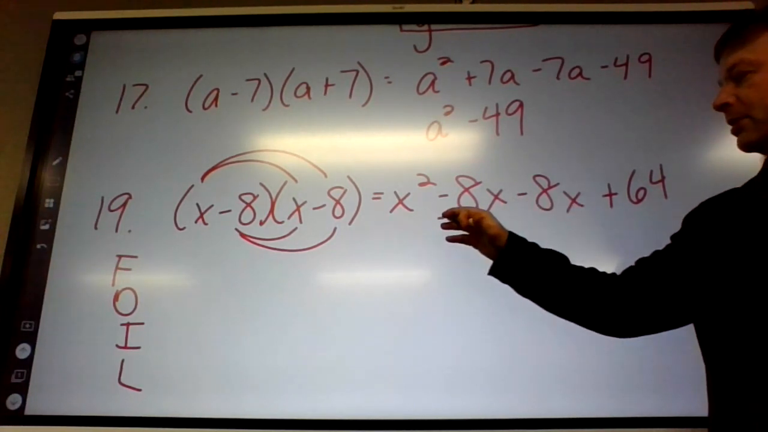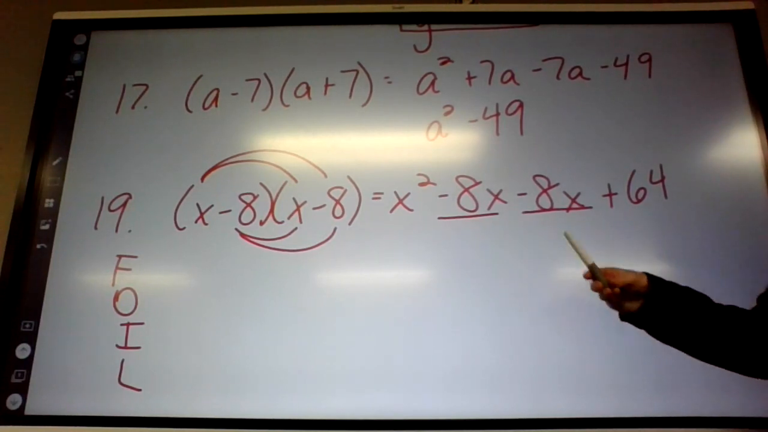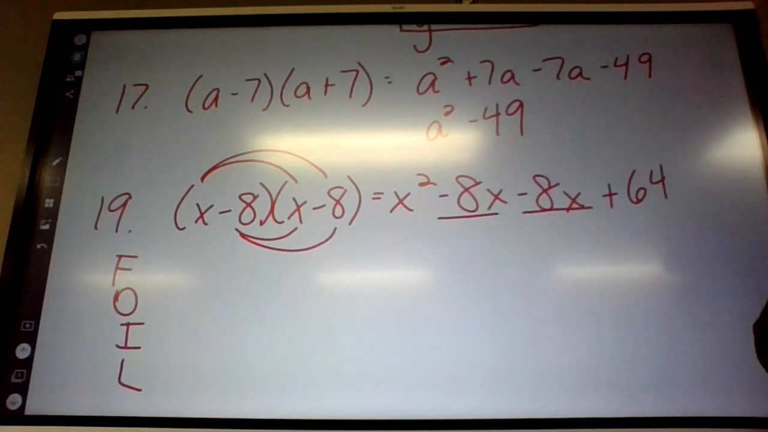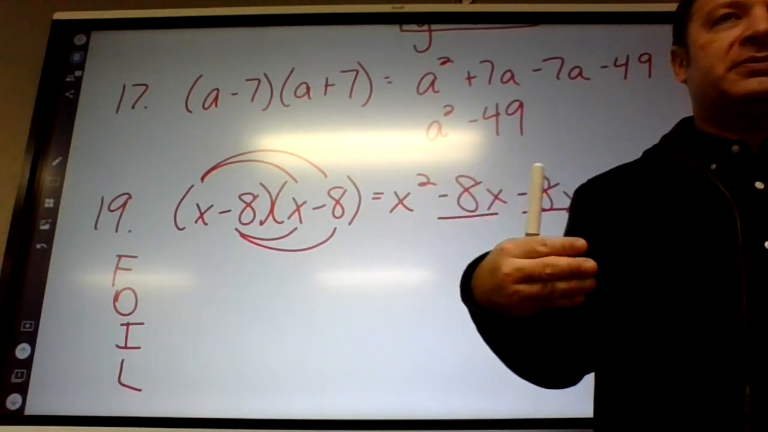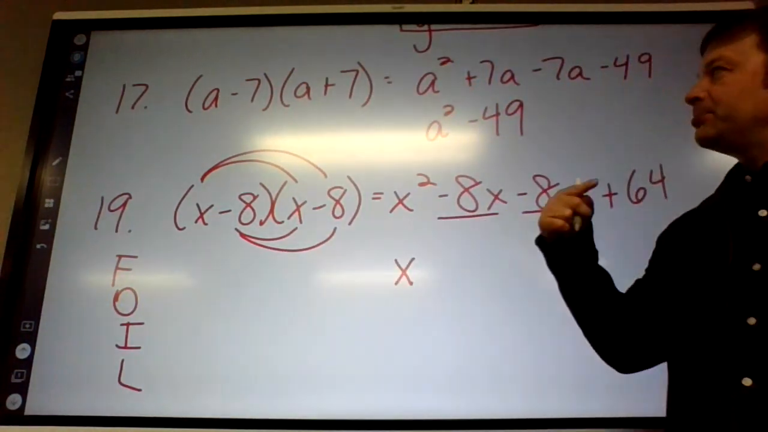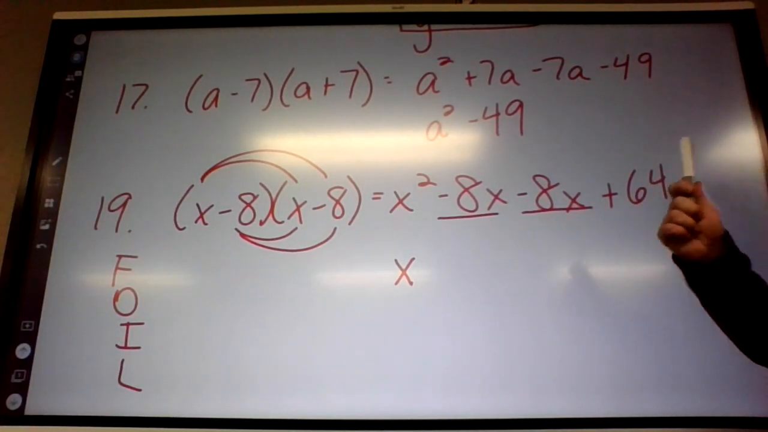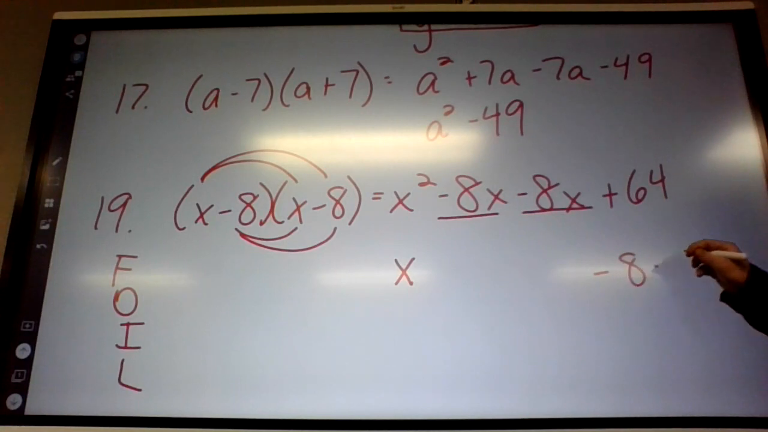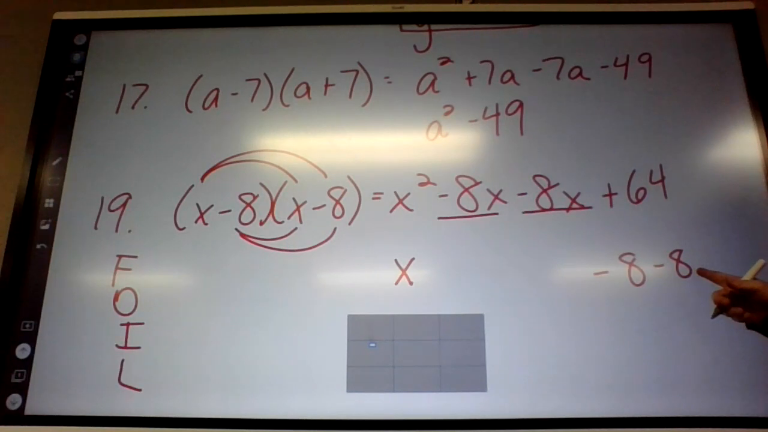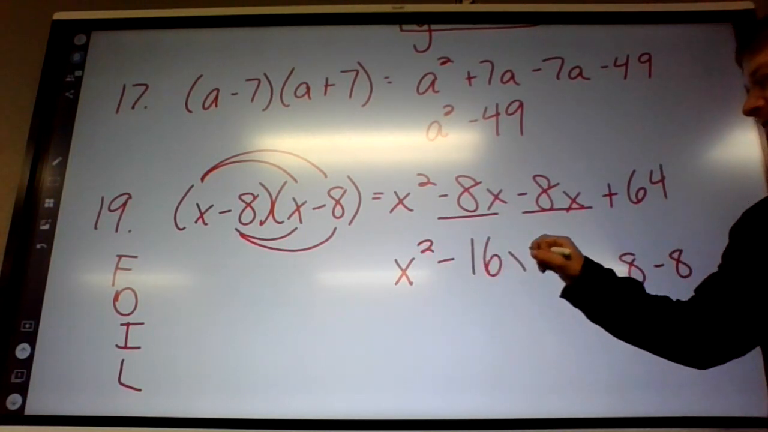And then a lot of times when we FOIL, these middle terms will be like terms, so they can add together. So what's negative 8x minus 8x? No, that would be negative 8x plus 8x. Okay, negative 8 minus 8. It's kind of like saying I'm $8 in debt and I lose $8. So I'm 16 in debt. So it's negative 16x.